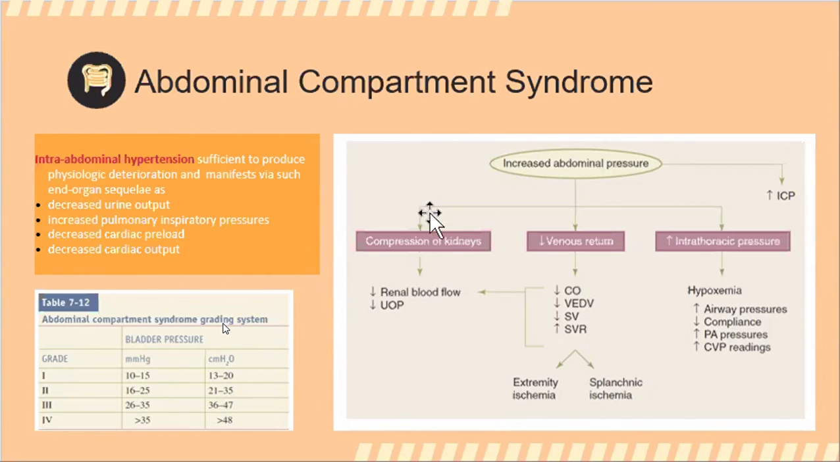So, it could cause compression here of your kidneys, thereby decreasing blood flow. It can decrease venous return because it's compressing your large vessels, your vena cava. And it can increase your intrathoracic pressure because of upward displacement of your diaphragm. So these are the effects, okay? So the way to measure your abdominal compartment syndrome is via your bladder pressure.